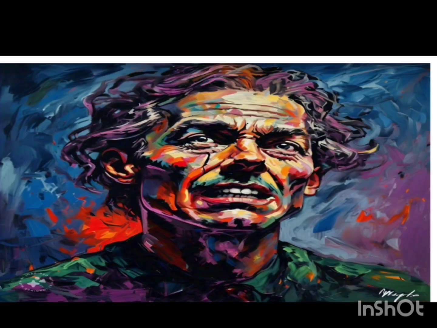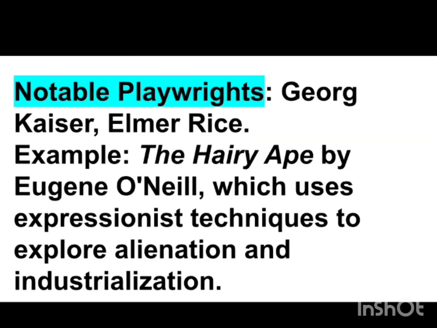Expressionism represents the inner emotions as well as subjective experiences of the characters, often in a distorted or exaggerated manner. So it represents inner emotions and subjective experiences in a distorted way. The main characteristic features of expressionism are abstract sets, heightened dialogues, as well as symbolic characters. Notable playwrights who wrote plays in expressionist mode are Georg Kaiser, Elmer Rice, and others.